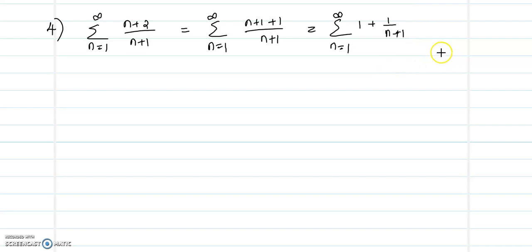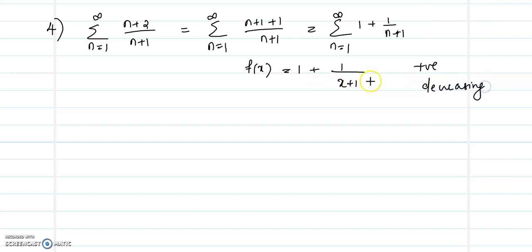Now if we take f of x, so f of x will be 1 plus 1 by (x plus 1). So this is positive, and as x increases, 1 by (x plus 1) is decreasing. So f of x will be decreasing, and the only point of discontinuity is at x equal to minus 1. So it is not in the region of integration, so it will be continuous. So this will be positive, decreasing and continuous for x greater than or equal to 1.